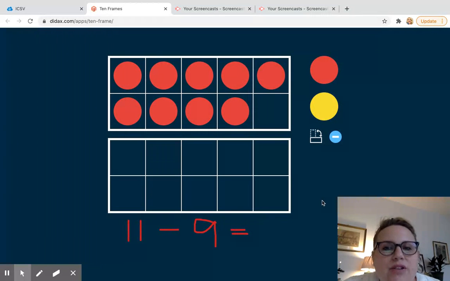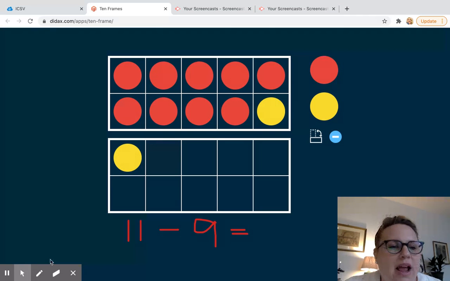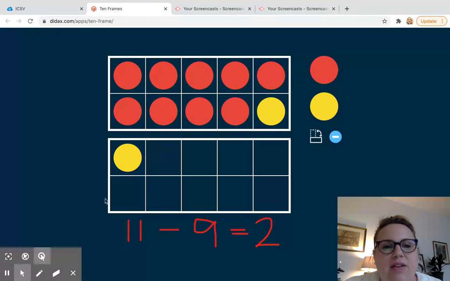How many yellow counters am I going to need to put on my 10 frames? If you said enough to make 11, you're correct. So I'm going to place my yellow counters on until I get to 11. I start with 9. What comes after 9? 10. I make 10 and 11. So how many yellow counters did I have to put on? 2. So my answer is 2. 11 minus 9 equals 2. Another way to think of it is if I have 11 counters in all, I take away the 9 red, that would leave 2 yellow.